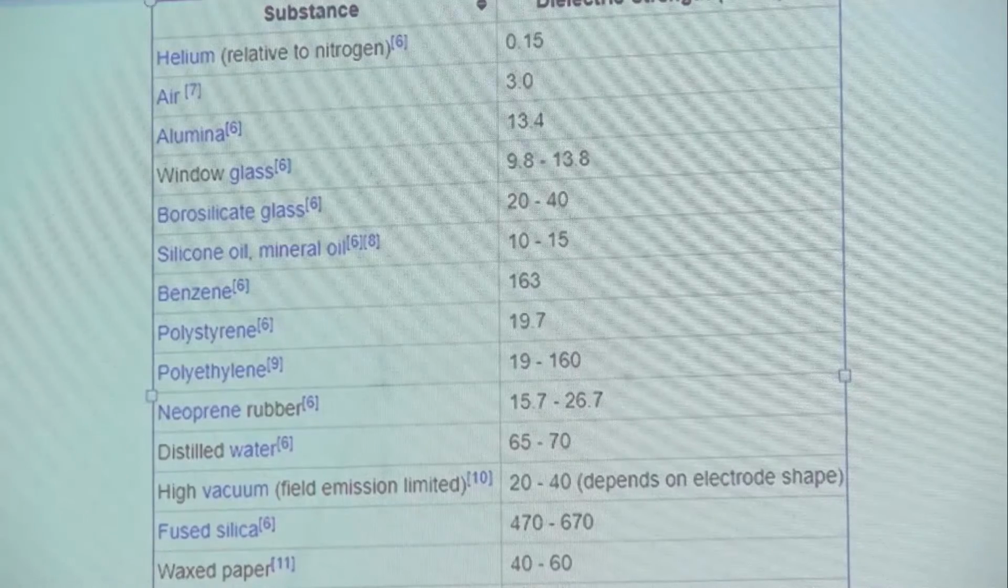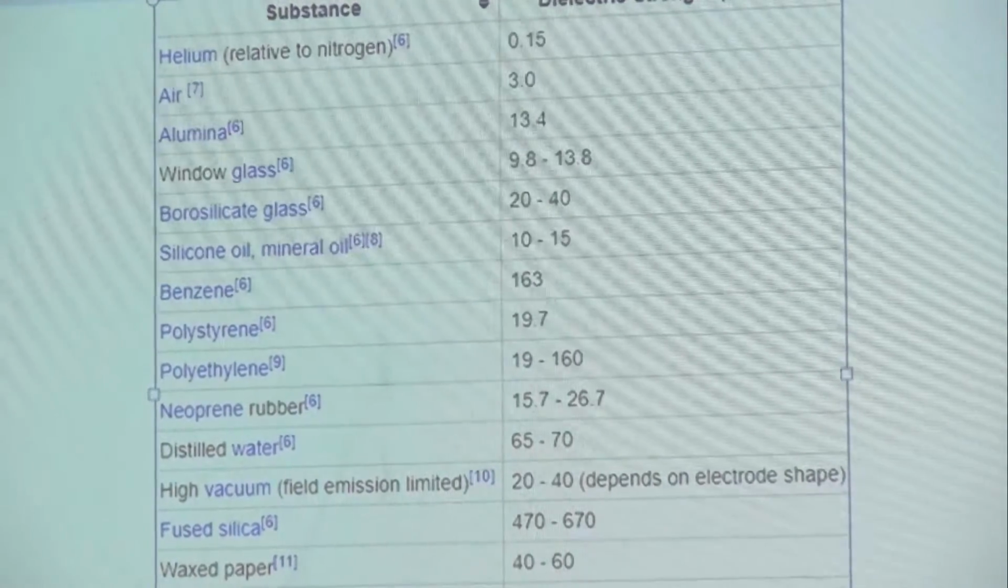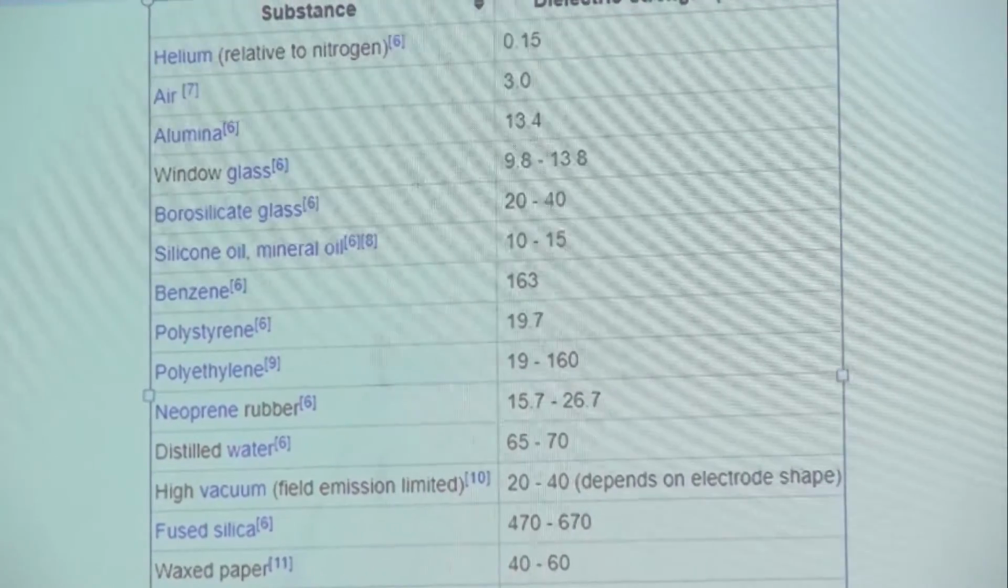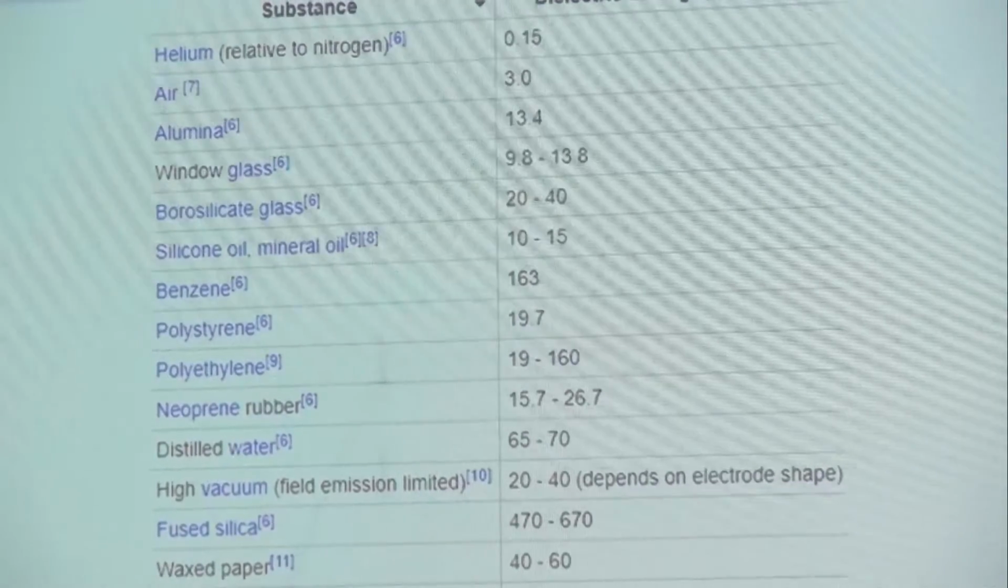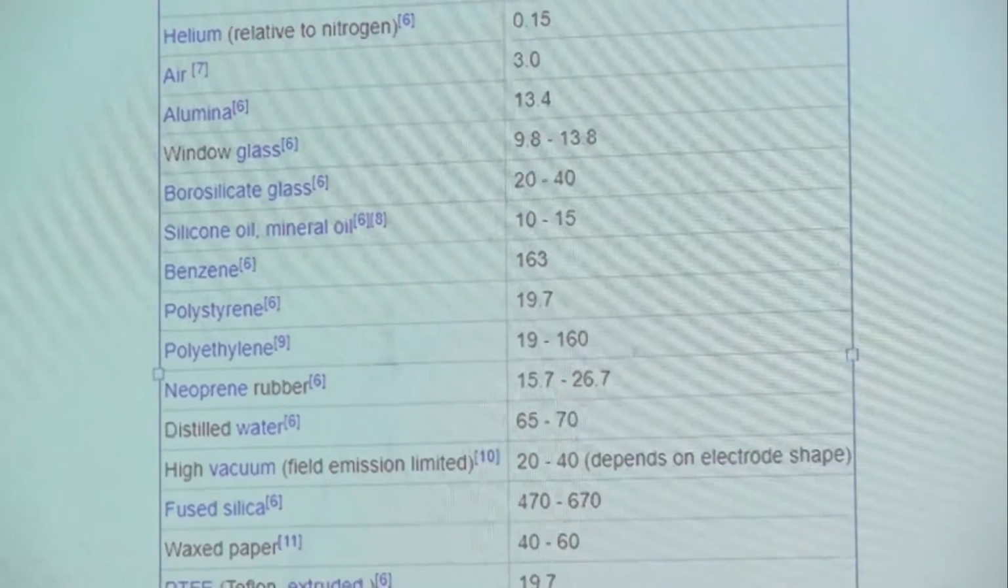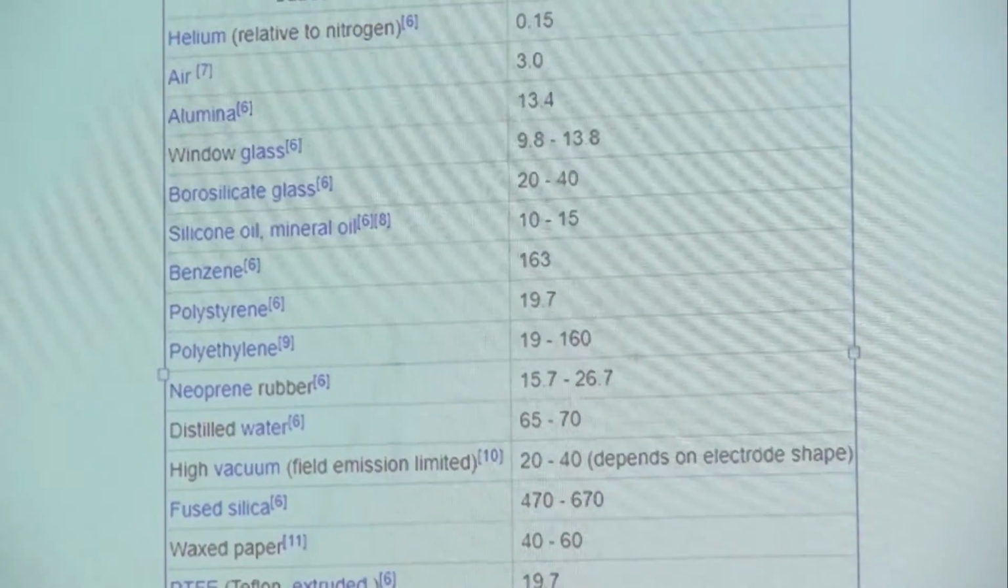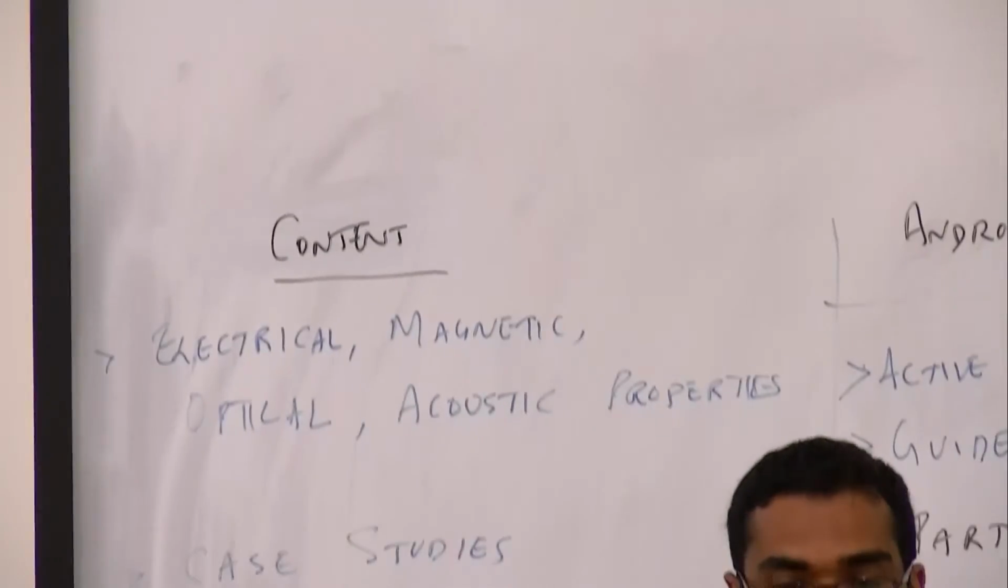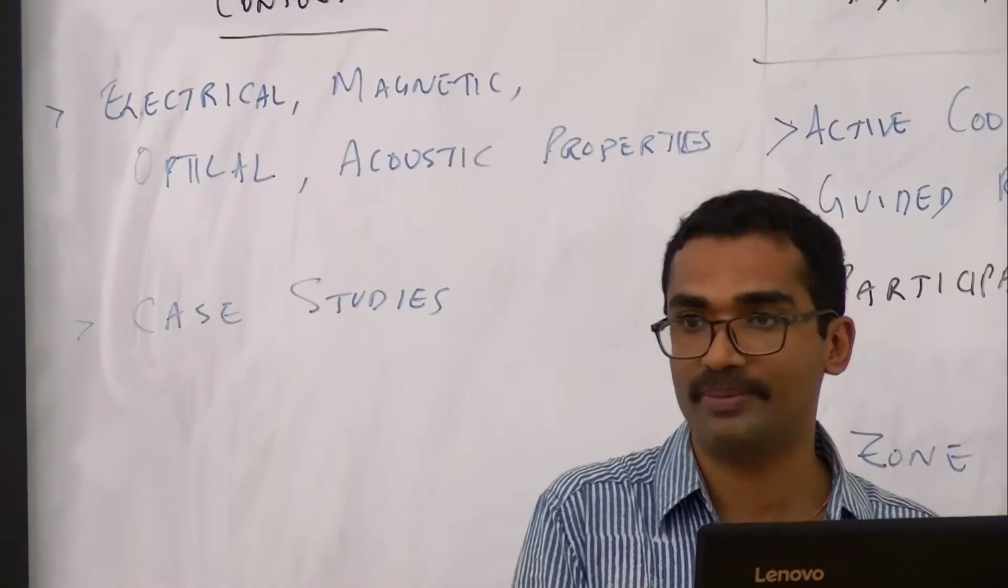PZT is an insulator, it's about 20 into 10 to the power of 6 volt per meter. And this one is actually a dielectric that has piezo action. It does depend on temperature. Very good question. Dielectric breakdown does depend on temperature. So this one is at room temperature.